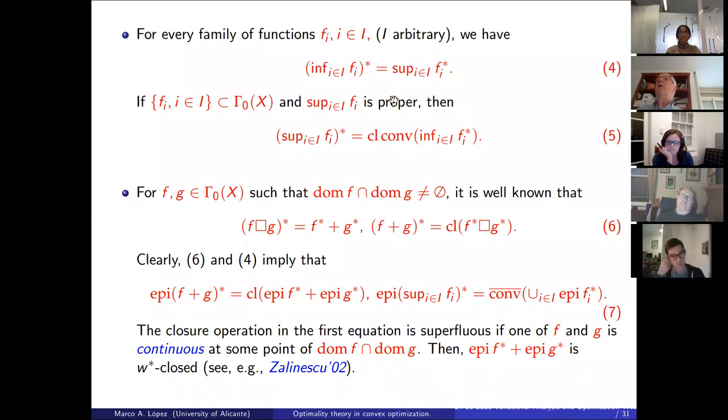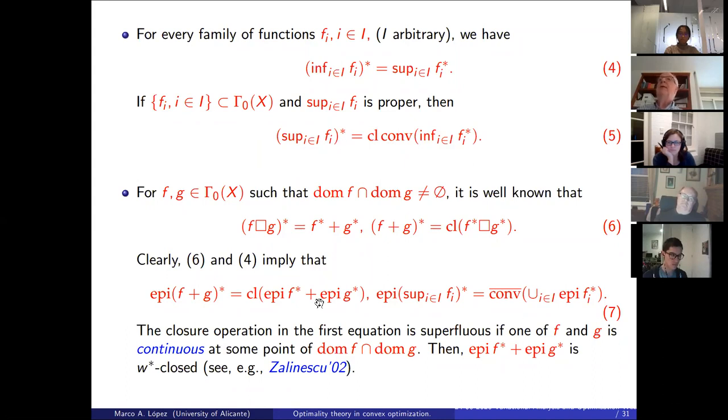It's very well known that the conjugate of the infimum of this arbitrary family coincides with the supremum of the conjugates. But if these functions are in the family Gamma naught, they are closed and proper. And additionally, the supremum is proper, because it could happen that the supremum is constantly plus infinity. I have a very nice relation between the conjugate of the supremum and the closed convex hull of the infimum of these functions. This is a function which in principle is not convex. If I convexify it and take the closure, that is the way in which I can characterize the conjugate of the supremum.